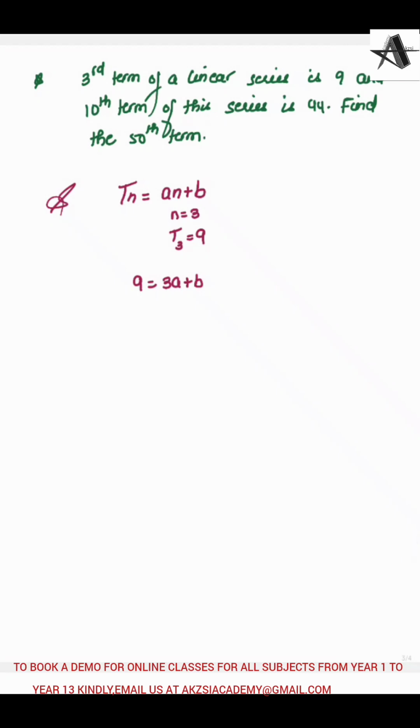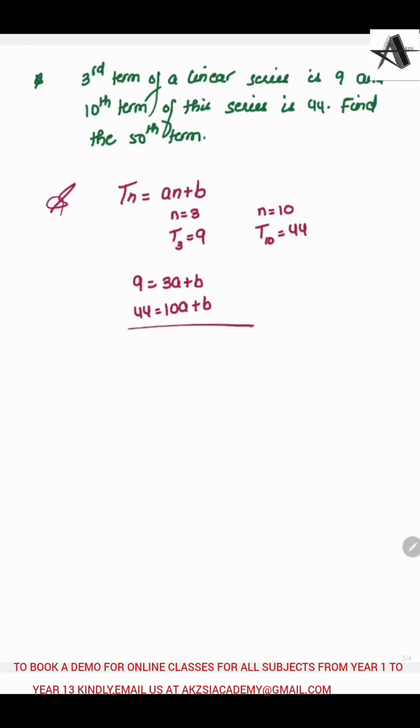Another is the 10th term of the series is 44. So for the 10th term, n will be 10 and T10 equals 44. So the 10th term is 44, whereas n, the number of the place, is 10. So putting Tn as 44, in place of n I'll write 10a plus b.